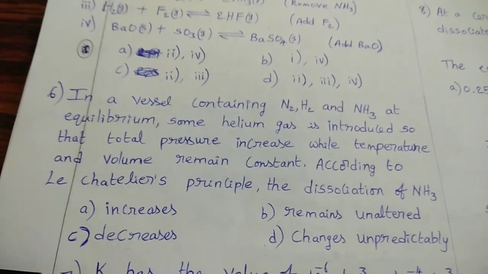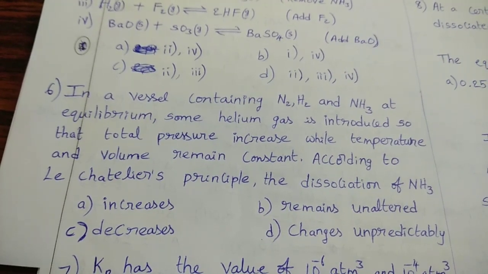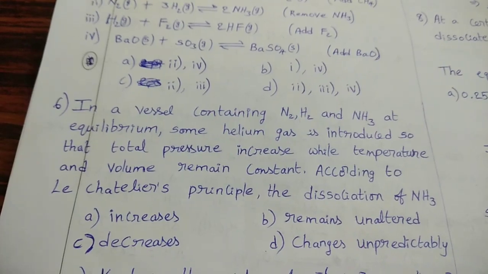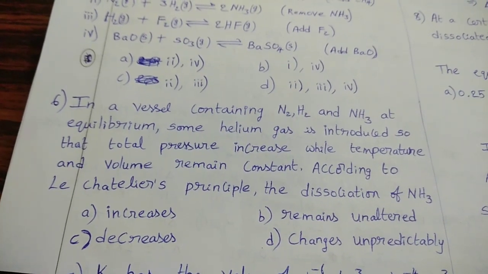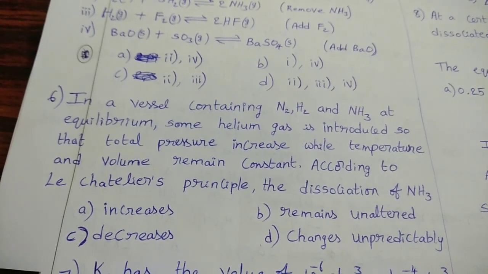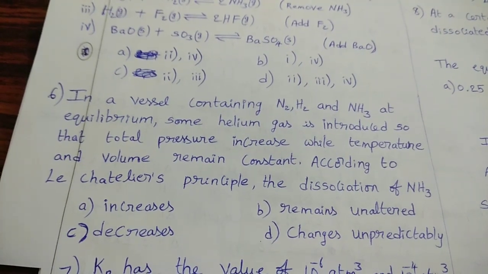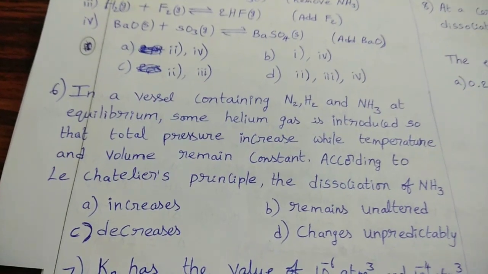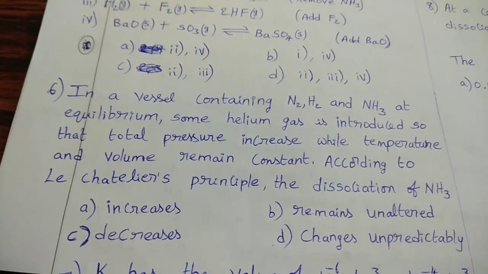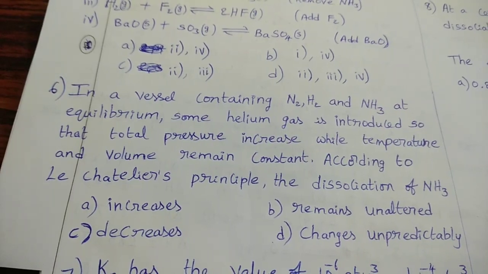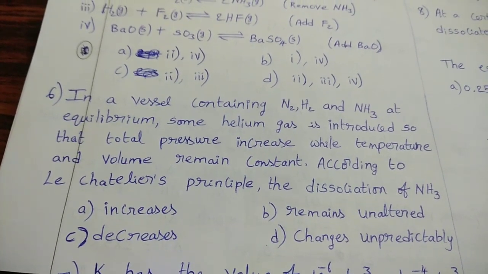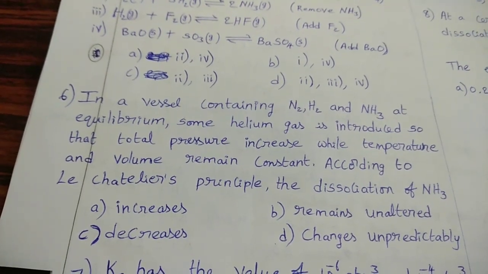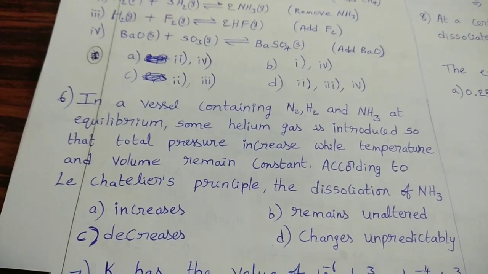See the next one. In a vessel containing N2, H2 and NH3 at equilibrium, some helium gas is introduced so that total pressure increases while temperature and volume remain constant. According to Le Chatelier's principle, the dissociation of NH3... Here three different gases are present in the same container. In that, helium gas is also introduced. Already we know that helium is a noble gas. That means it does not react with any other gas.